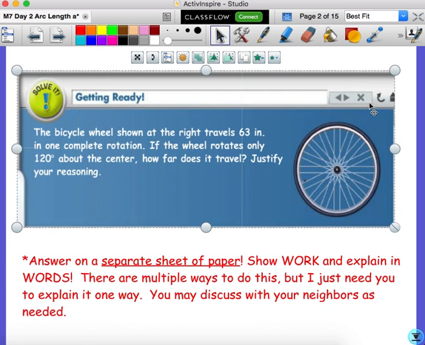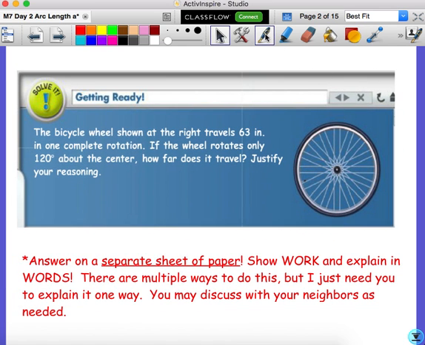Typically when we're here in person, we start off with this warm-up question, and I ask you to think through this. It says the bicycle wheel shown at the right travels 63 inches in a complete rotation. If the wheel were to only turn 120 degrees about the center, how far would it travel?